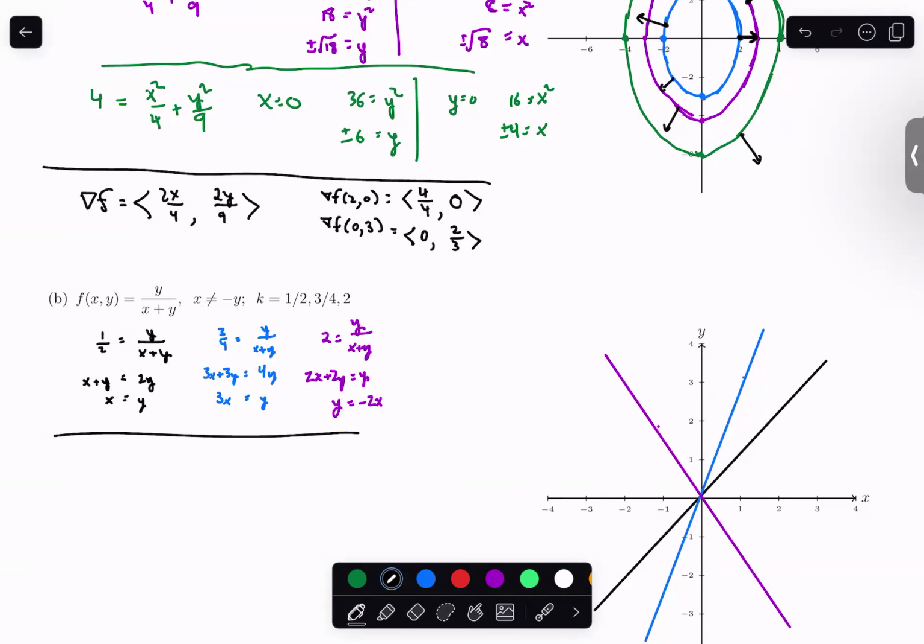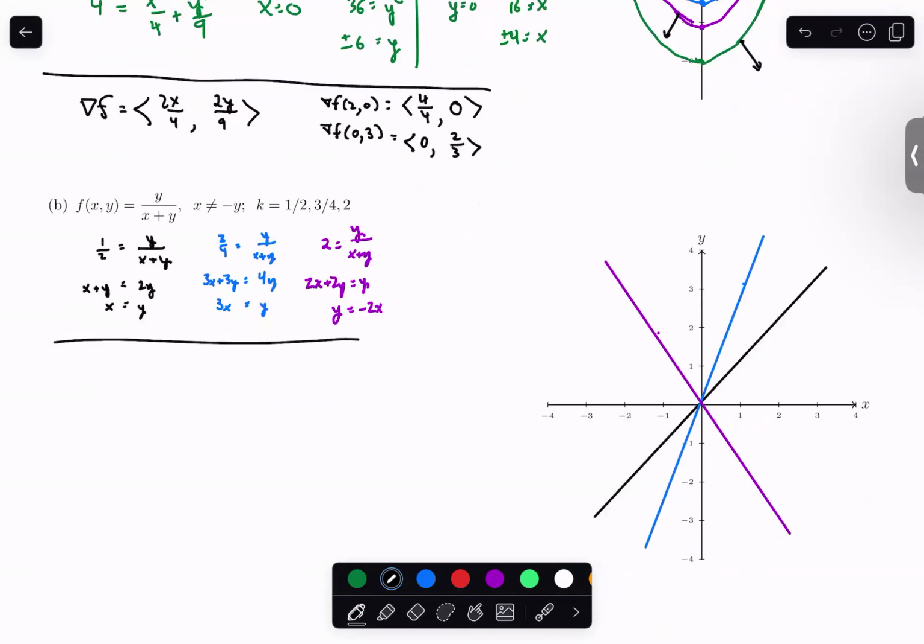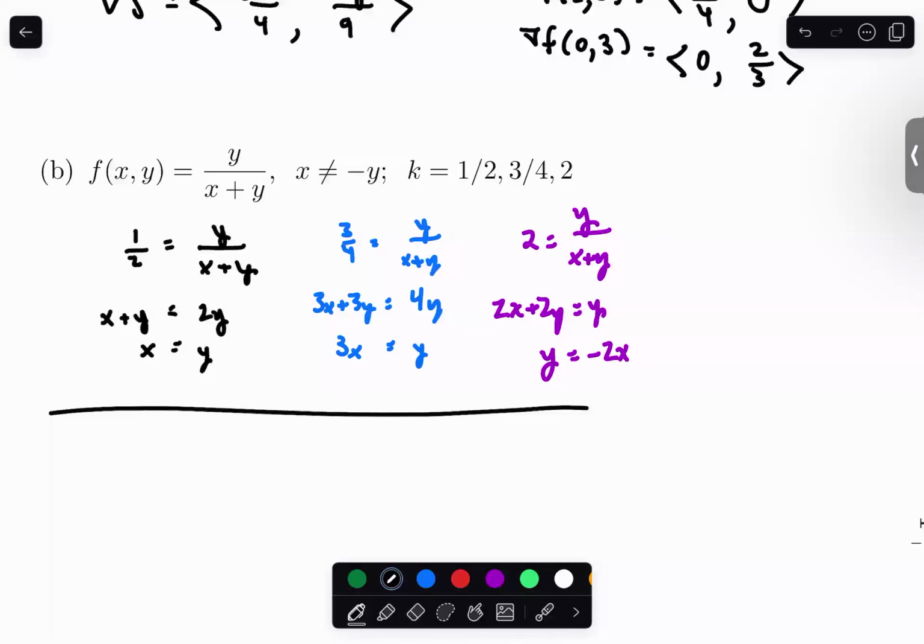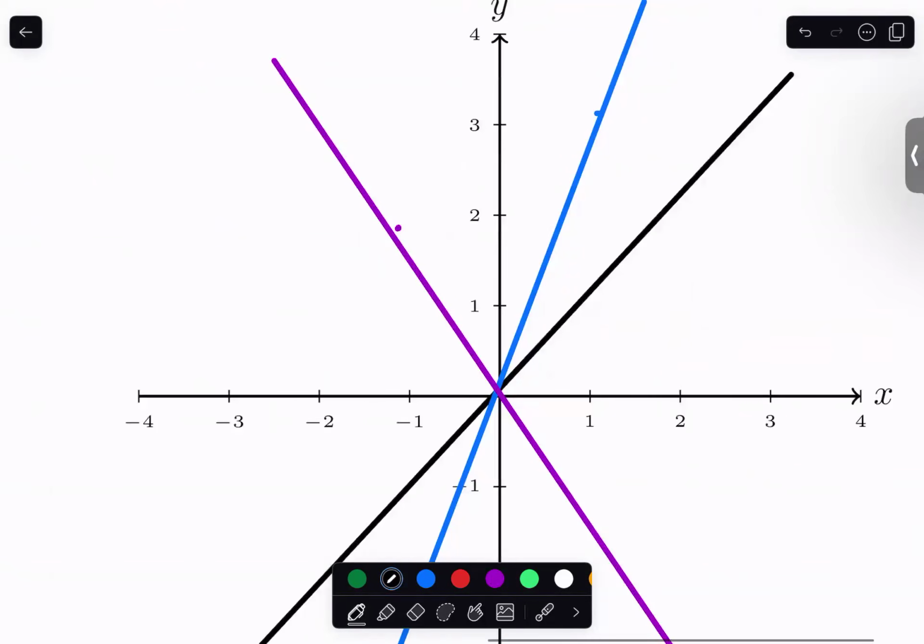All right, let's try to finish this one up together here. So when I plotted these three level curves, you can see solving for y equals made it much easier to sketch these. So y equals x is the classic line, slope 1, intercept 0. y equals 3x is a little bit of a steeper line, slope 3, still intercept 0. And y equals negative 2x is still going to be through the origin, but now it has a negative slope. So here are my three level curves.